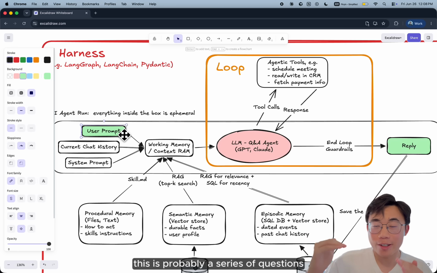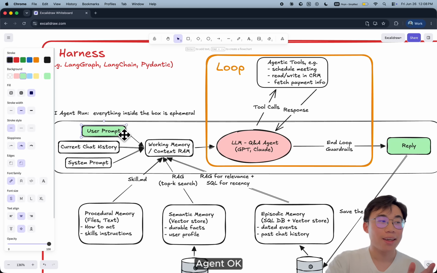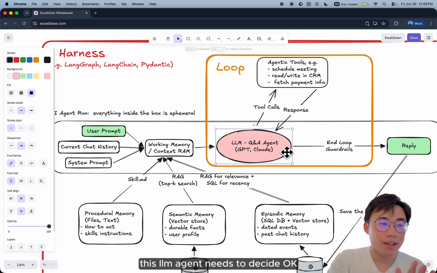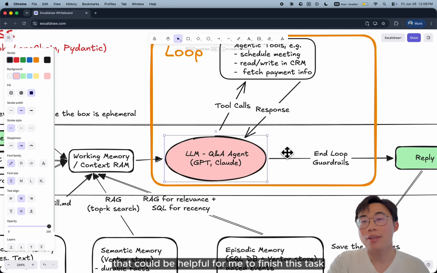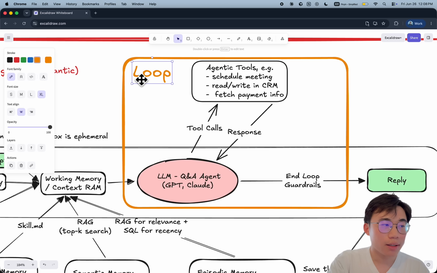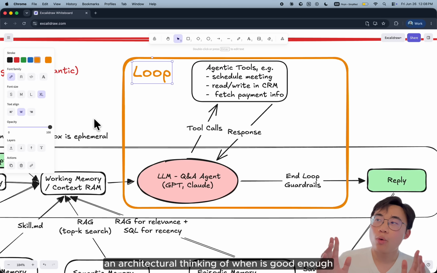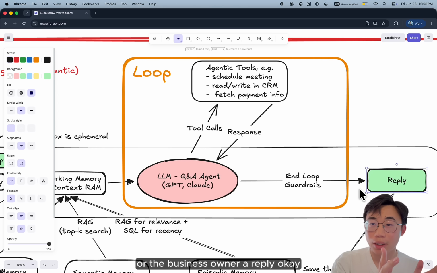This is probably a series of questions, but sometimes we just dump all of these things into the AI agent, okay? And after you have this prompt, this LLM agent needs to decide, okay, what are some of the tools that could be helpful for me to finish this task? A loop here is basically an architectural way of thinking about when is good enough, so that we stop and give the user or the business owner a reply, okay?